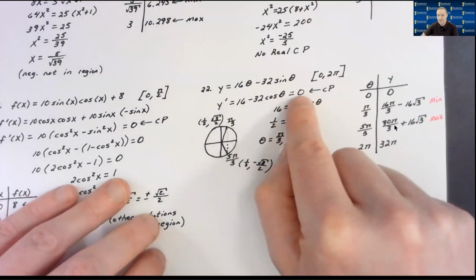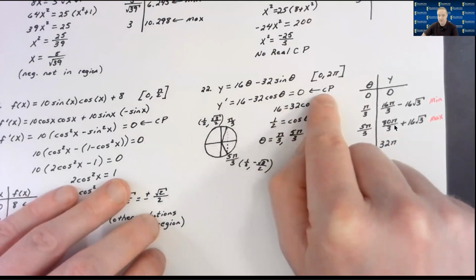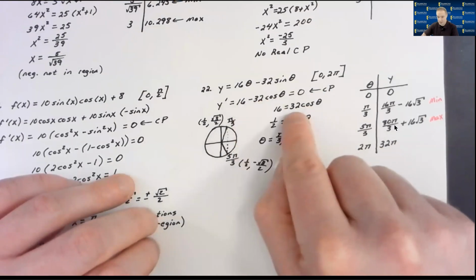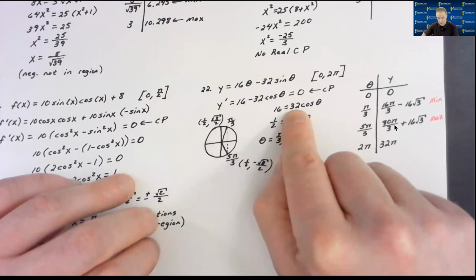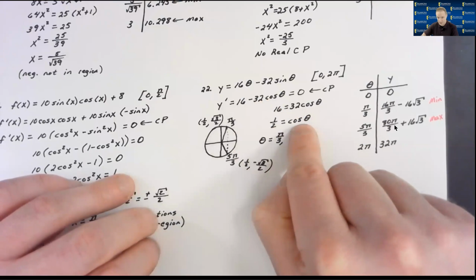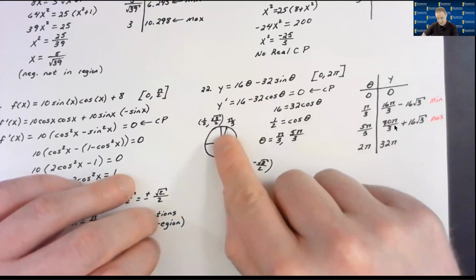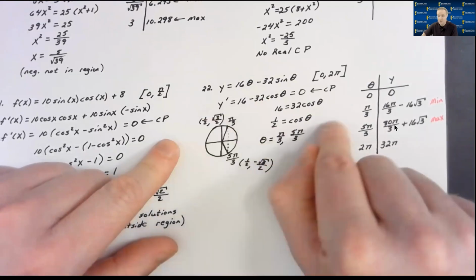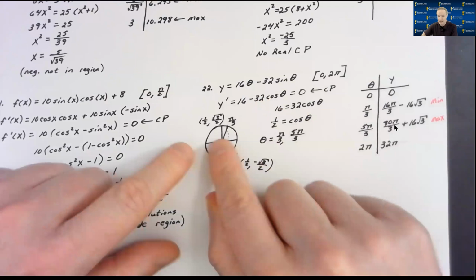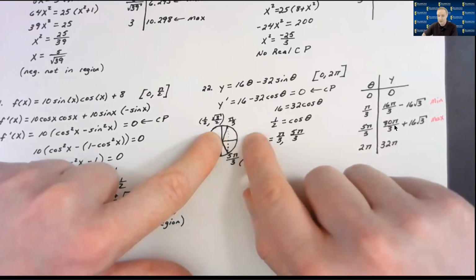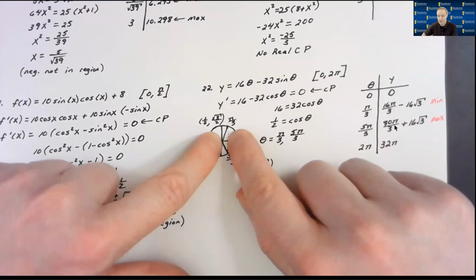I need to set this equal to 0 to find the critical points. And we can do that pretty easily by just saying 16 is going to equal positive 32 cosine of theta. So 16 over 32, or 1/2, is equal to the cosine of theta. At that point, you should be thinking in terms of the unit circle. The cosine of theta is 1/2 when the x component is 1/2 of a unit. We know x is 0 here, x is 1 here, so about halfway over.